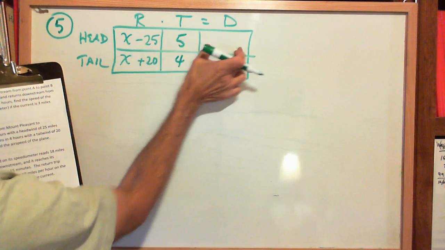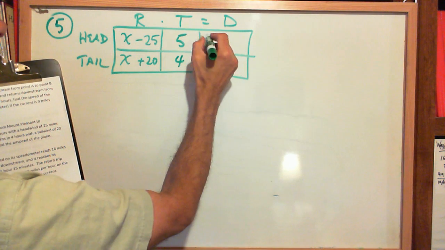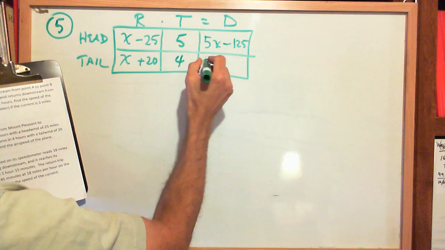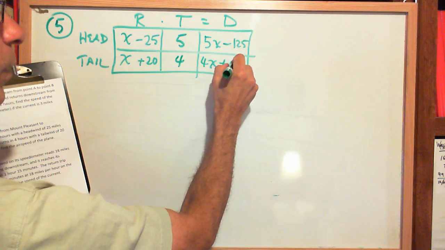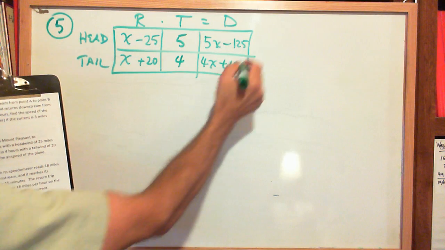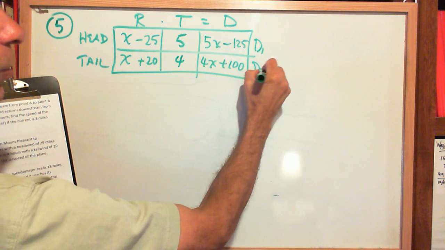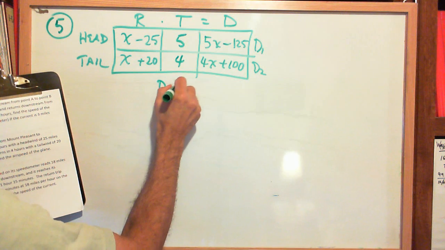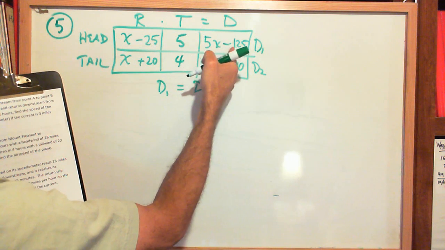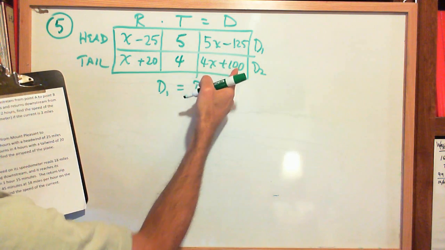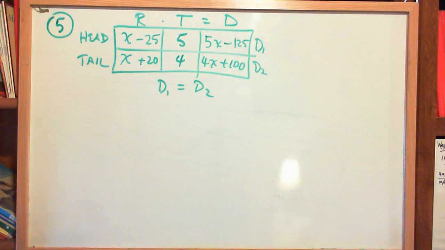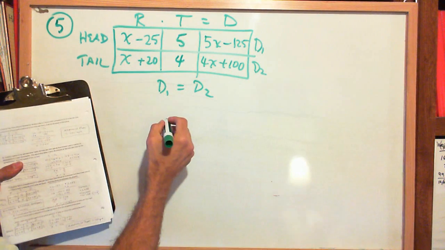Again, this is gotten by multiplying this times this. So we have 5x minus 125, and then we have 4x plus 100. Again, this is D1, this is D2. From A to B and B to A, they're the same, so D1 equals D2. So 5x minus 125 is equal to 4x plus 100. That's what I'd write here, and I'd solve for x. And when I do that, my answer would be the airspeed of the plane.